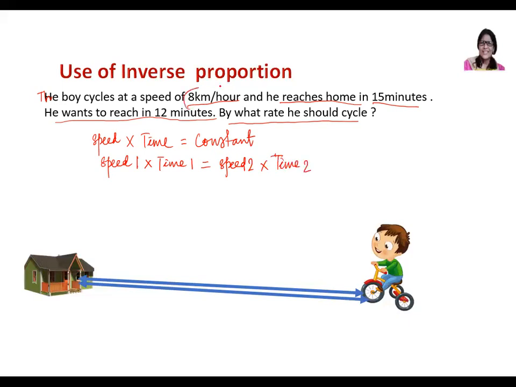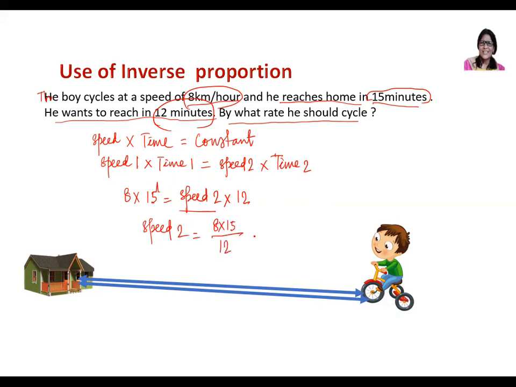What is given? Speed 1 is 8. Time 1 is 15. Speed 2 is not given, we have to find it. Time 2 is given, 12 minutes. So speed 2 is equal to 8 multiplied by 15 divided by 12. Just calculate, it is very easy, no need of writing all the unitary methods. 4 twos, 4 threes, 3 fives. So it will be 10 kilometers per hour. We should cycle at 10 km per hour to reach within 12 minutes. So we use inverse proportion for this type of problem.